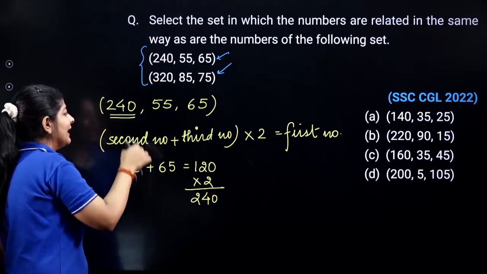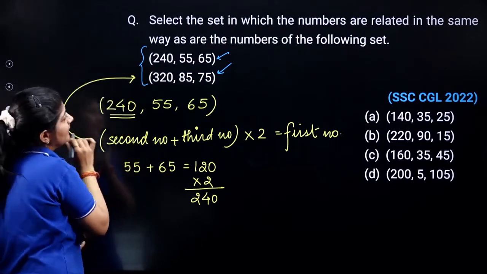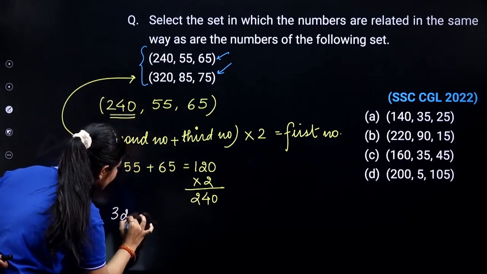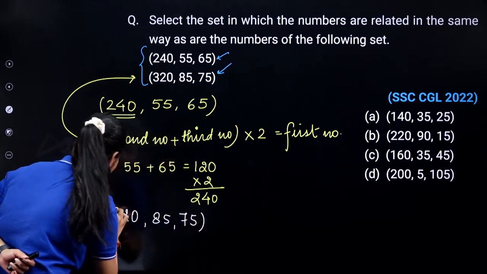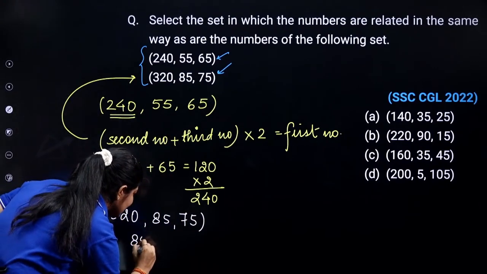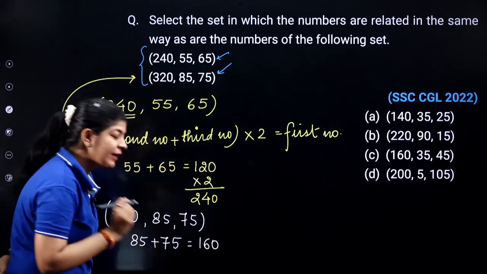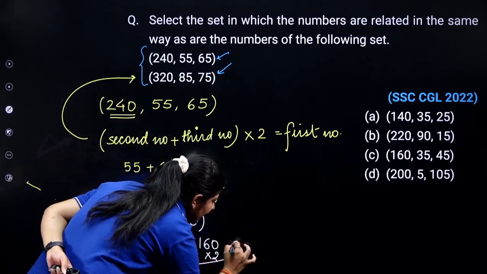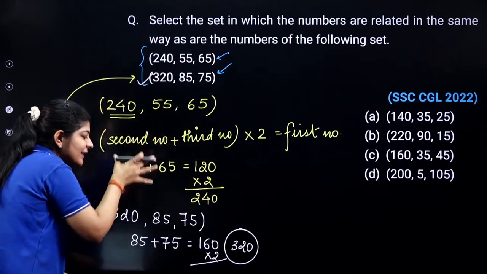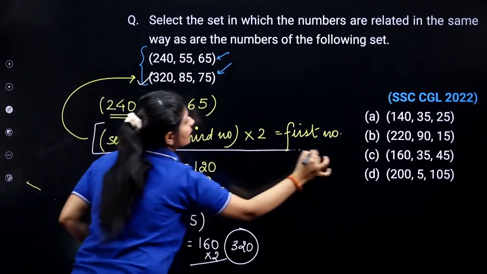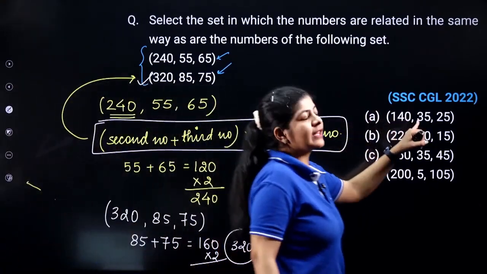But I need to check whether this pattern is followed in this set or not. So just simply check this one. So here we are having 320, 85 and 75, right? Simply add 85 and 75. We are getting 160, and when we multiply 160 by 2, we are getting 320. Applicable? Yes. Now we need to check the same pattern with our given options. So first we will check with our option number A.